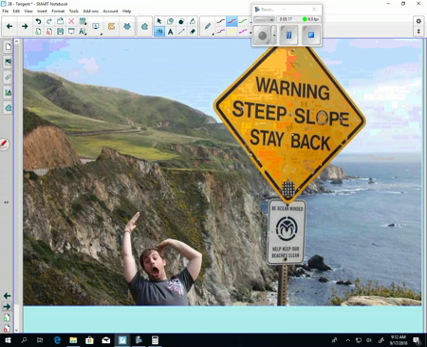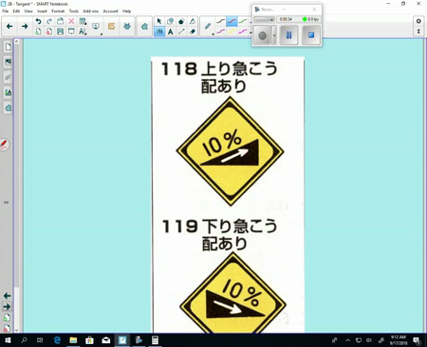Sometimes on the roads, especially if you go to places like Cape Breton, where it's hilly, you'll see signs like this. Remember, the shape of that sign and the color means warning. Steep slope, stay back. On highways, you'll often see other types of signs like this. They also are a warning. Okay? And they have an angle on it, 10%.